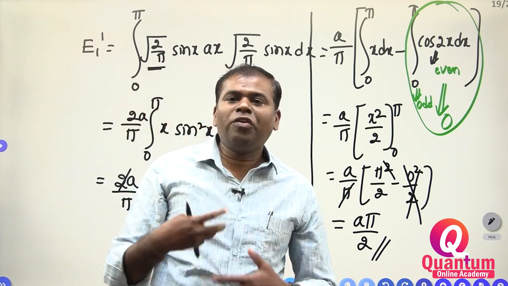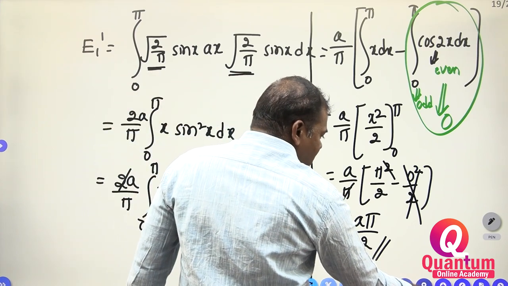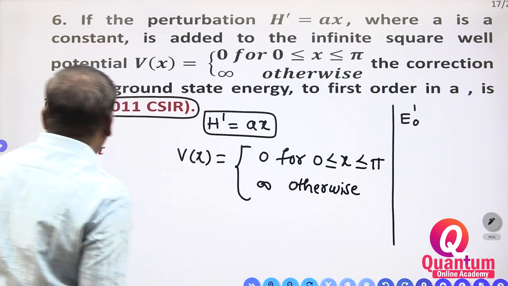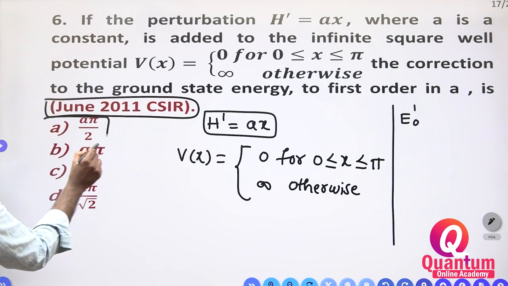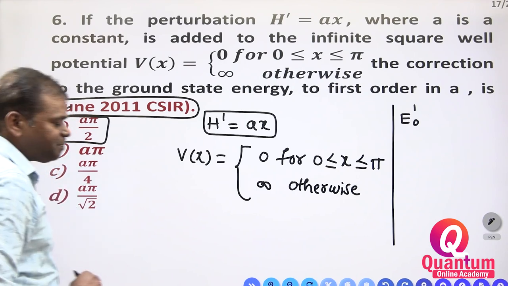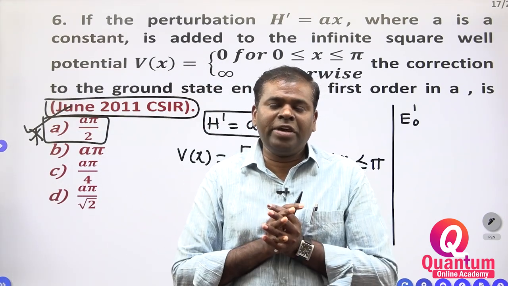This is the first energy correction for the ground state. Once you have to check whether this answer is there or not. Option A, A5 by 2. Option A is the correct option. Like this you have to calculate, from the perturbation theory we are getting.